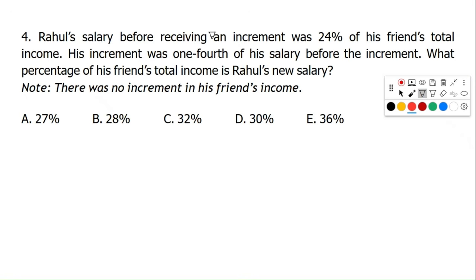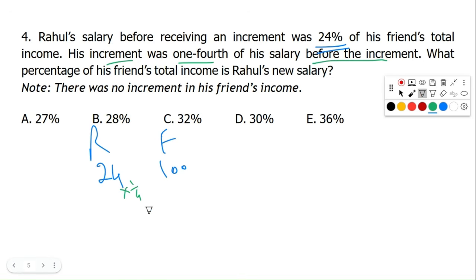Rahul's salary before receiving an increment was 24% of his friend's total income. So comparison between Rahul and his friend. If friend is getting 100 rupees, Rahul will get 24%. His increment was one fourth of his salary. Now we are focusing on increment, which is one fourth of his salary before increment. Before increment 24, increment is 1/4. That means he is getting plus 6. So plus 6.